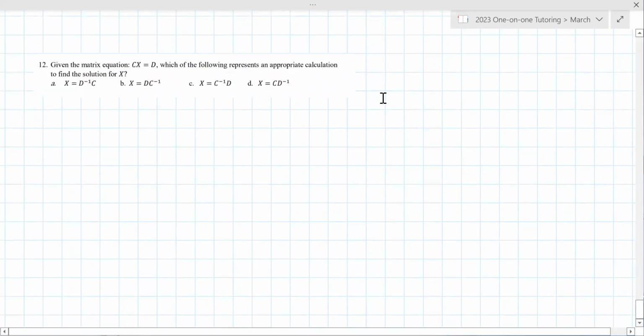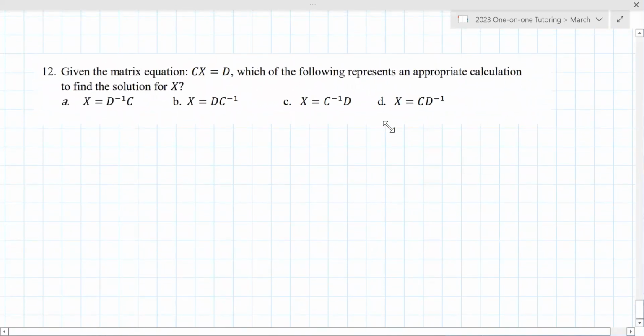The only correct answer is C inverse D. This is the correct one. It has to be in this order. We're used to multiplication ordering not mattering, but in matrices it does matter.